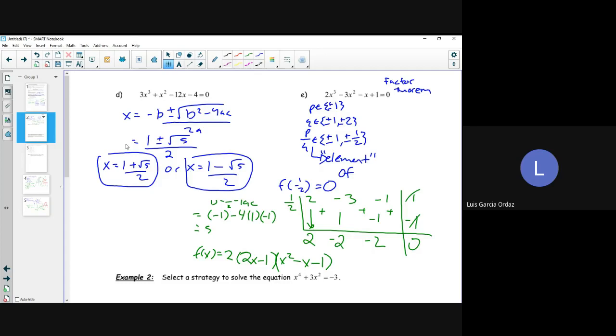So we have our roots. We have x is equal to 1/2, x is equal to 1 plus root 5 over 2, and x is equal to 1 minus root 5 over 2. So those would be our three roots for this expression.